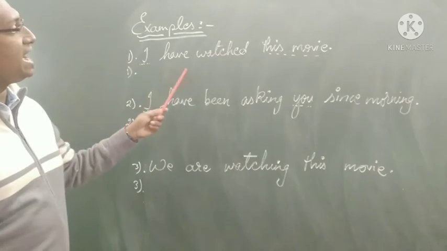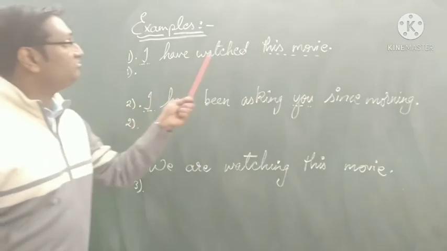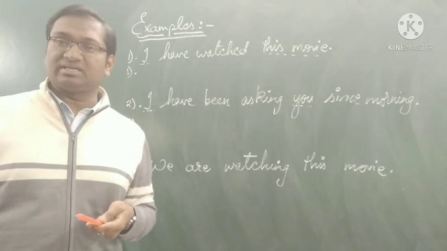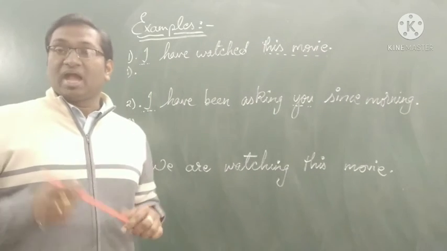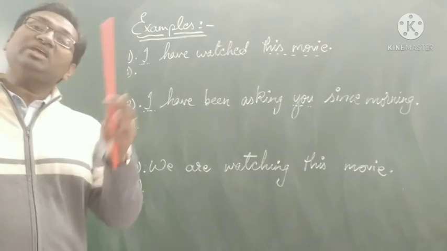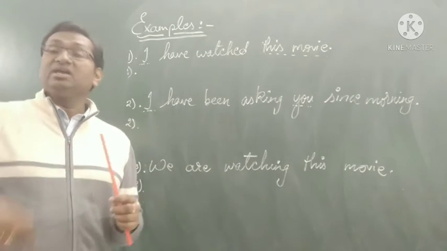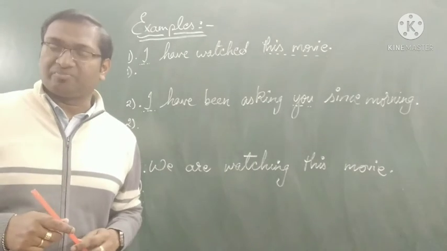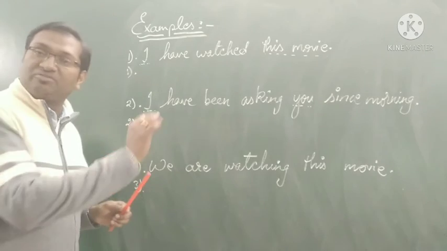Next, I have watched this movie. Now, I have watched this movie. This is which category of present? This is present perfect tense. And according to the chart, what we are going to do? If it is has or have in an active voice, then it will change into has been or have been. Let's do the answer according to the formula.